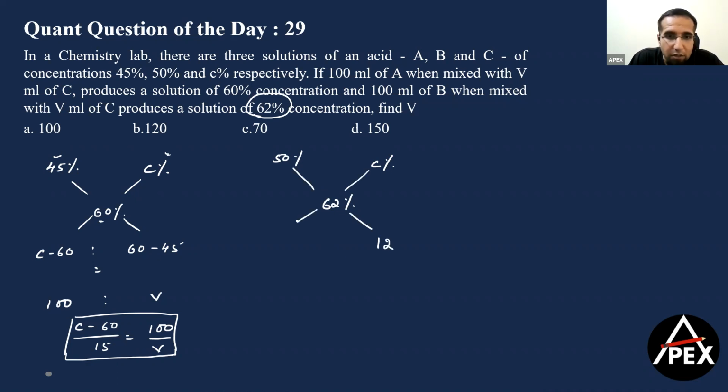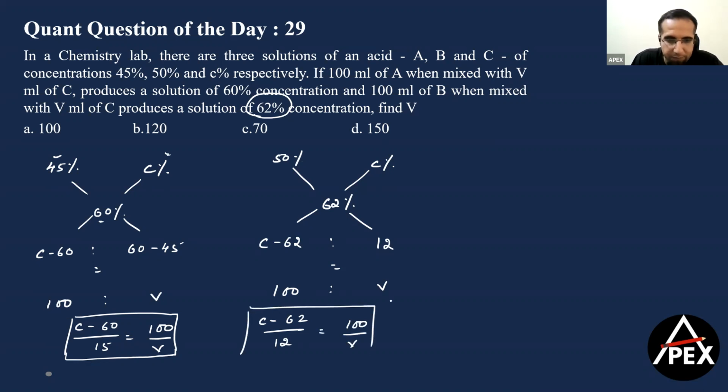Clear? And again, at 62, 50 is a smaller value, which means C is the larger value. So this becomes larger minus average. Now this should be the ratio of quantities in which I'm mixing them. That is again going to be 100 is to V. So from here, what can we write? We can write C minus 62 by 12 is equal to 100 by V. Now this is my second equation.